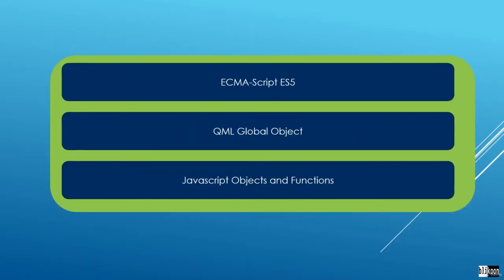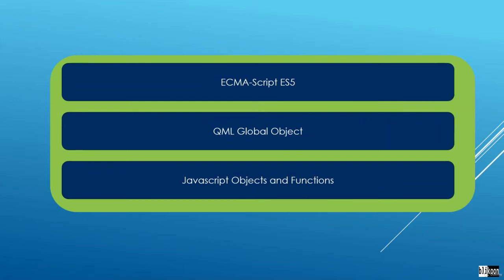I know I just threw at you a lot of information, but what you really need to know is that the QML JavaScript engine implements ECMAScript standard 5, which is the standard that is implemented in most browsers. It contains the QML object, which is your home environment in your QML file. And it gives you a list of JavaScript objects and functions that you can use to really make your job easier.